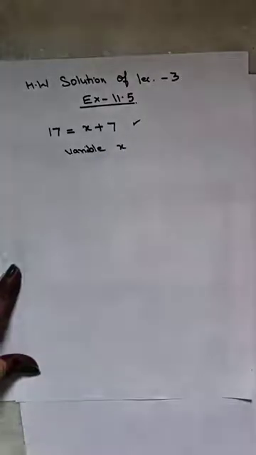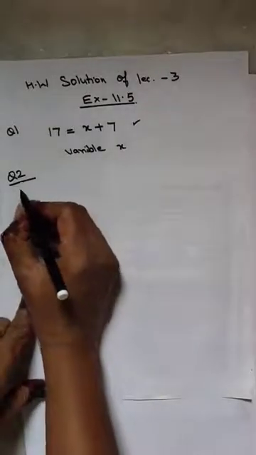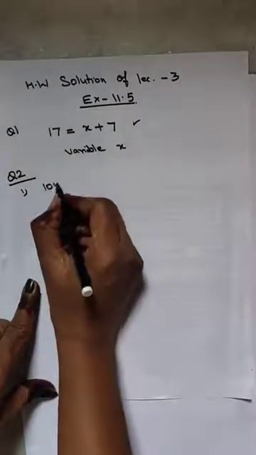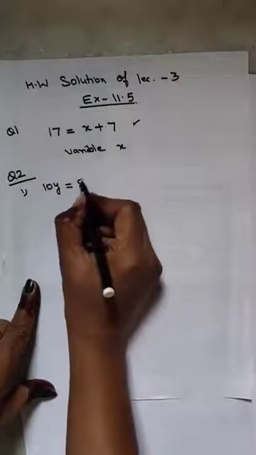Variable is x. In this way you have to do the complete question. Now see, in question number 2, one table is given to you and in that table you have to fill the third column. Okay, again I am doing 1 or 2 parts for you. First part is 10y equal to 80.